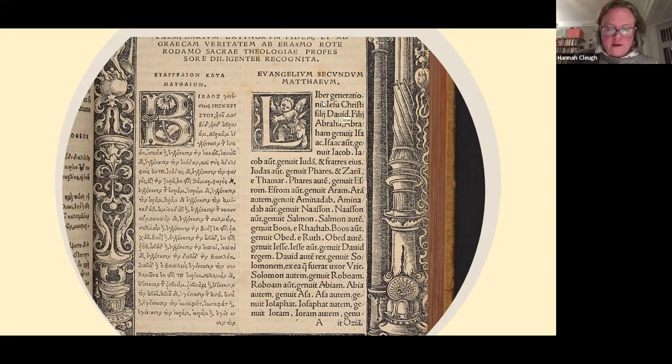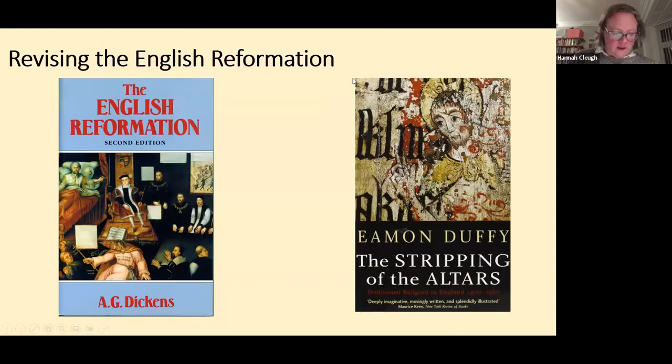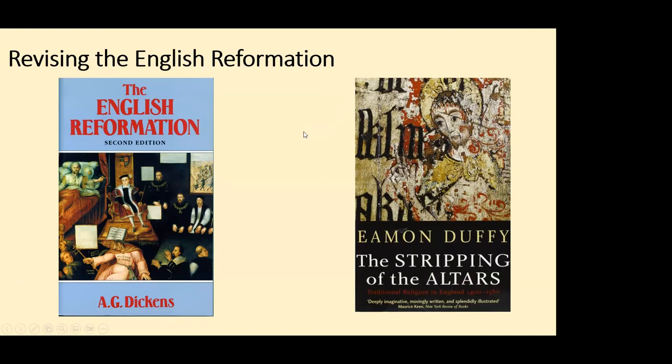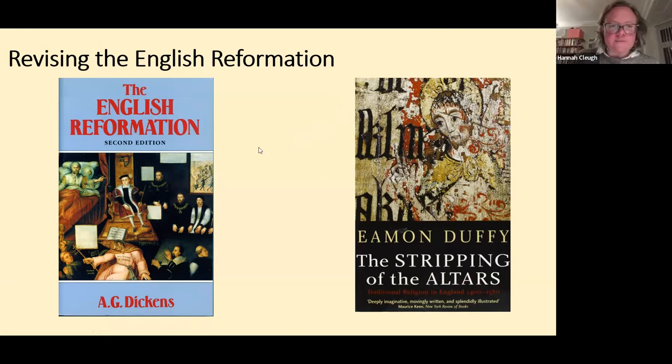Okay. In which case, let's turn our attention more specifically to England. So, can you now see Revising the English Reformation? Two books. Excellent.